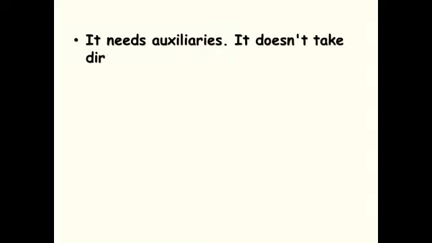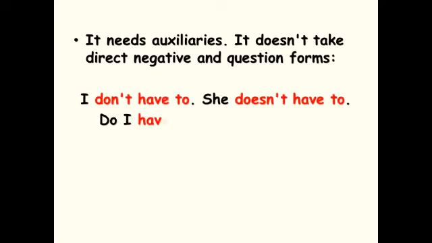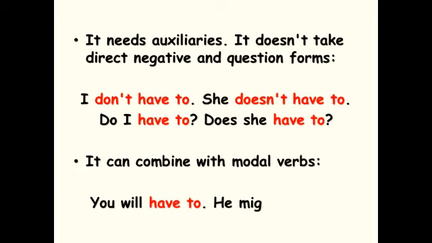Unlike must, it needs auxiliaries. It doesn't take direct negative and question forms. Examples, I don't have to, she doesn't have to. Do I have to? Does she have to? Finally, it can combine with modal verbs. Examples, you will have to, he might have to.